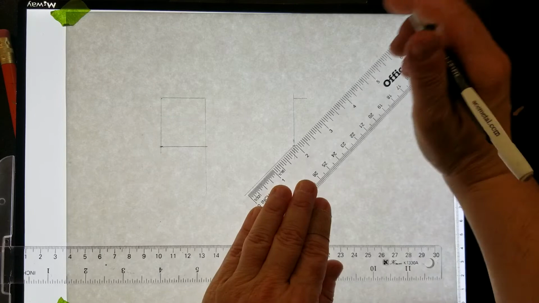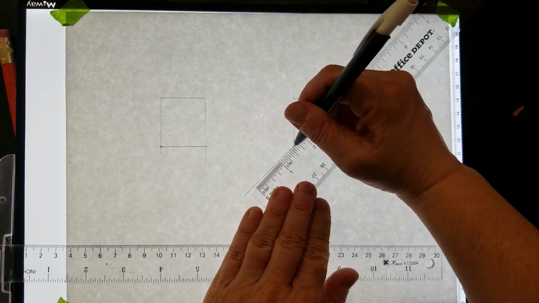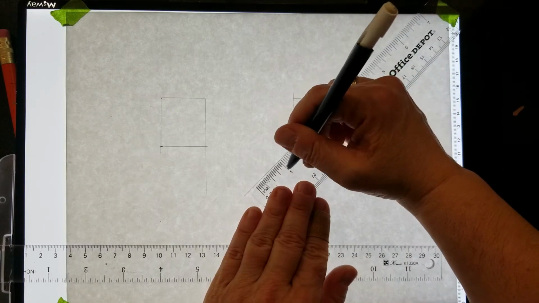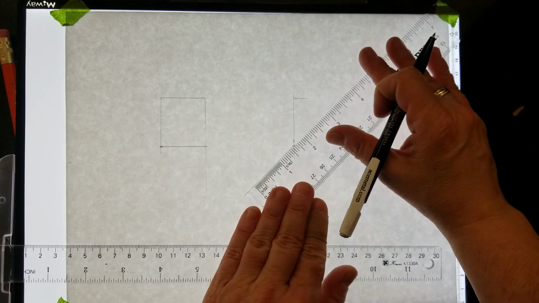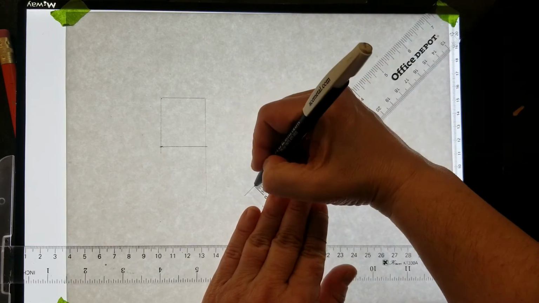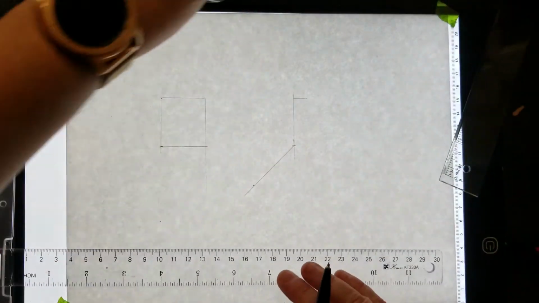So back to this, 1 5/8. We position our ruler at the 1 5/8 mark. I make sure it's at an angle, the right angle. That's the 1 5/8 mark.